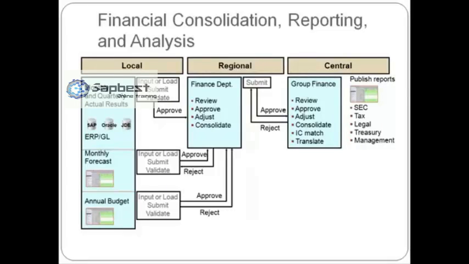Once that is done, they will publish the report adhering to the legal obligations, taxation obligations, and treasury obligations, and a report for the topmost management, which they can discuss in their management meeting, on how the company's performance is as of date. So this is how our financial consolidation, reporting and analysis will work out.